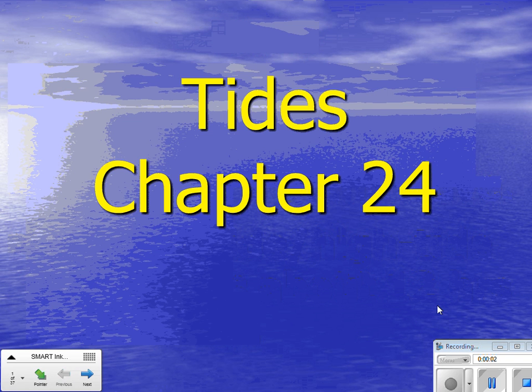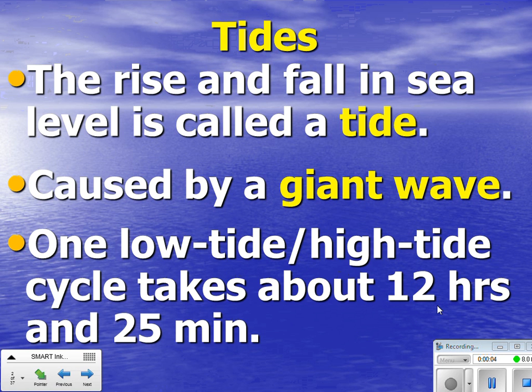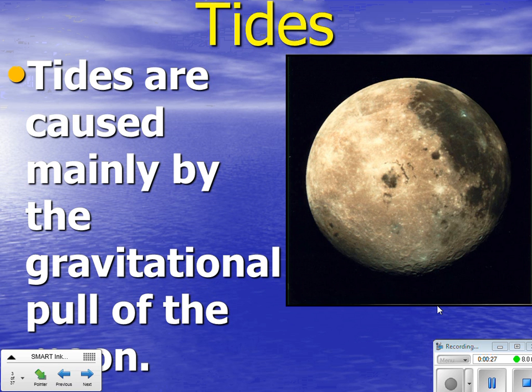These are the tides and waves notes. Tides are the rise and the fall in the sea level. That's called a tide. And it's caused by one gigantic wave in the ocean. And it basically just goes back and forth. One low tide / high tide cycle takes about 12 hours and 25 minutes. So there's usually about 2 in every day.